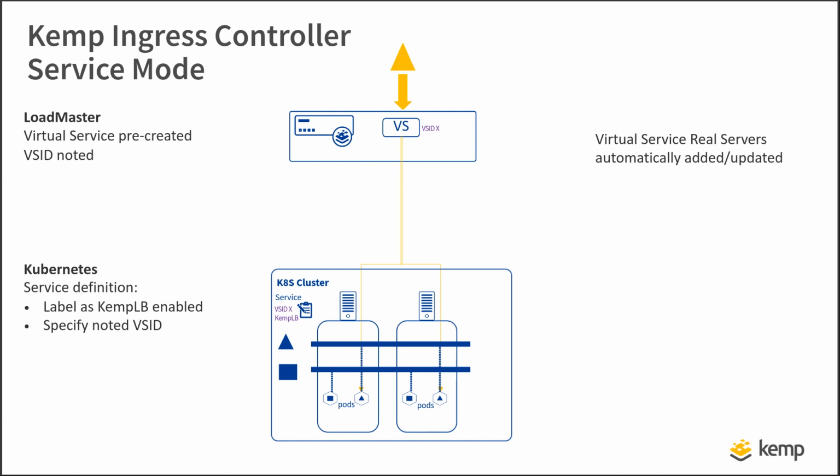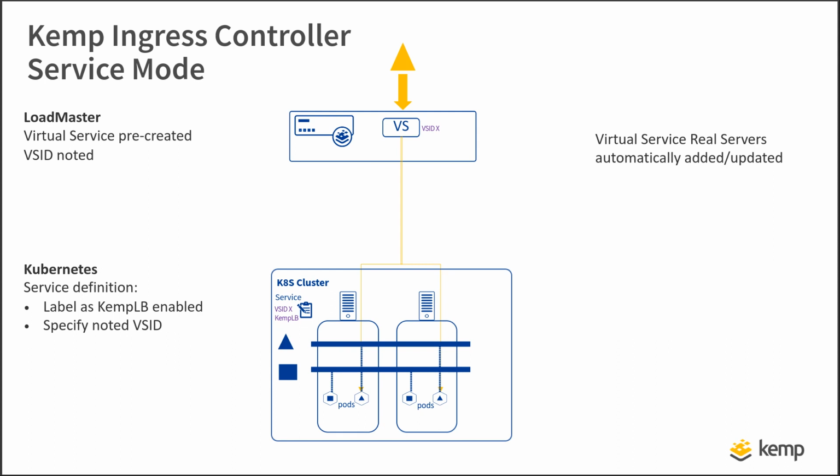And then within Kubernetes, if we define a service and label it as Kemp LB enabled, and also specify the specific VS ID, the virtual service on the LoadMaster will automatically add the required pods as real servers and adjust accordingly when required, scaling up and scaling down and so on. So it's quite simple in that it doesn't have aspects around path routing and host routing and so on. They can be done manually, but it's really nice, and what we found is a lot of administrators like the idea of being able to manage Ingress outside of Kubernetes.